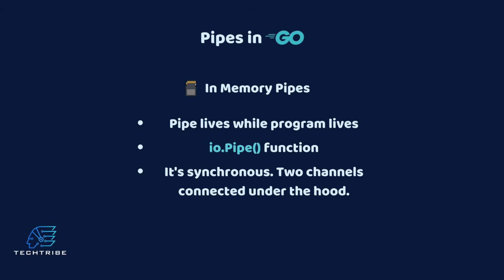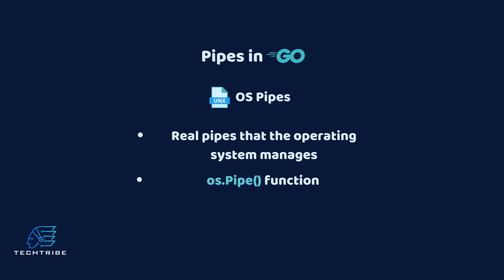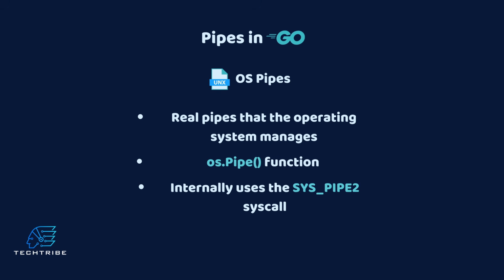When we talk about OS level pipes, we're actually using real pipes that the operating system manages. When you need real pipes, use the os.Pipe function, which internally is using the syscall pipe2, and the standard library handles all the complexity underneath for us.